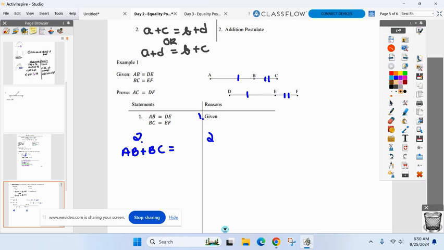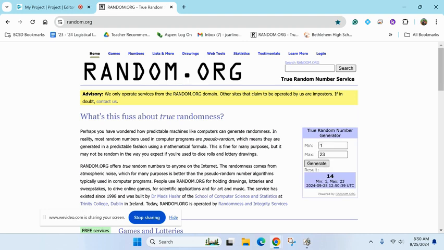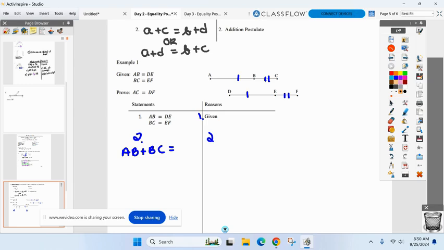Tell me what other two pieces you're going to add together. That's the same as AB plus BC. Jonathan, what other two pieces? DE plus EF. Why is that true? Don't make something up. What have we been talking about? What's one of the three properties today I just used there? Addition. So that's what I'm going to write as my reason. Addition.